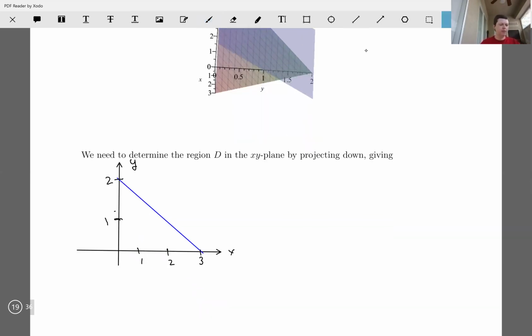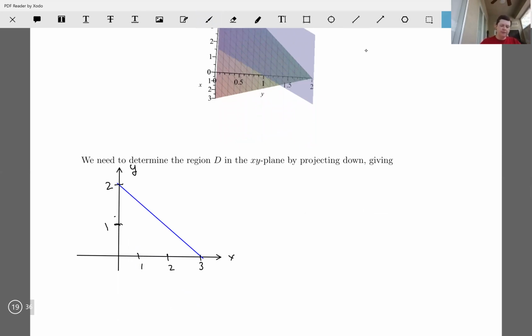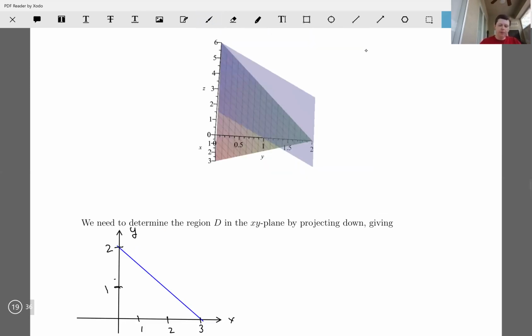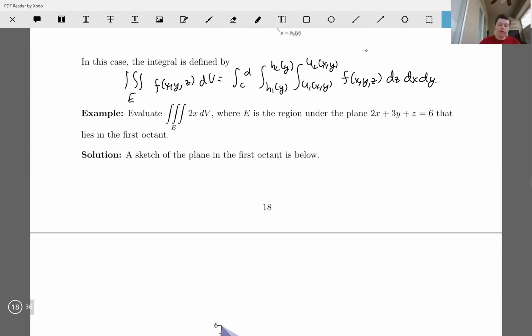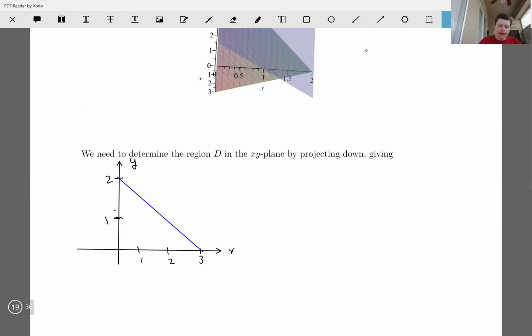So how do we check that? Well, if we're projecting down into the xy-plane, z is 0. So the line is going to be given by setting z equal to 0 in our plane. So the line is given by 2x plus 3y equals 6, and that's just for our triangle here.